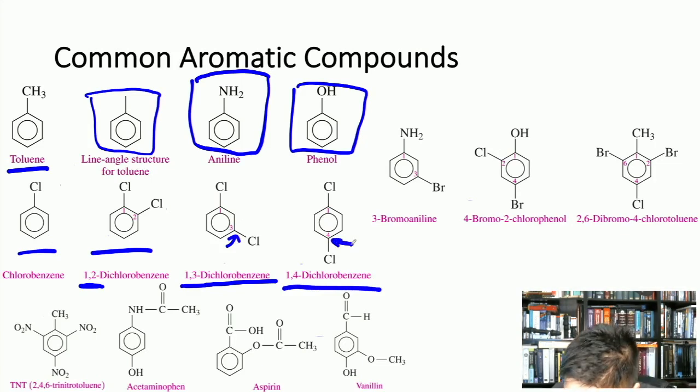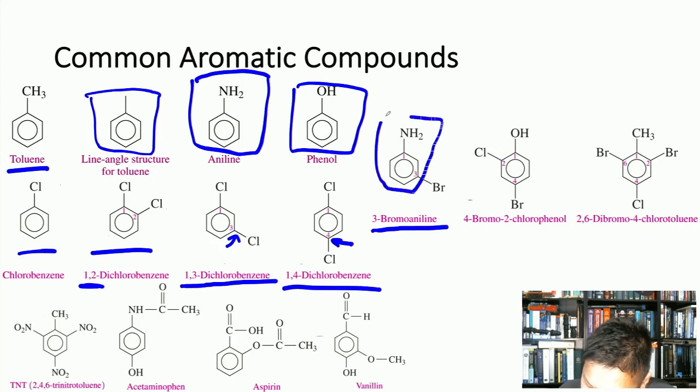Here we have 3-bromoaniline. Why is it just called 3-bromoaniline? Because we already know that this part is called aniline, and the carbon that's connected to the substituent of aniline is always labeled 1. So that means that this then is carbon 2, and that's carbon 3, and that's why it's 3-bromoaniline.